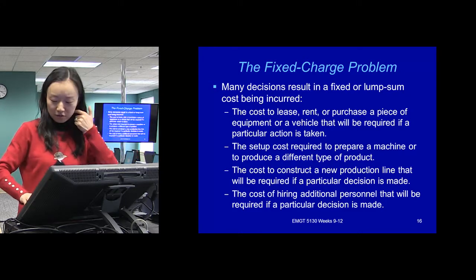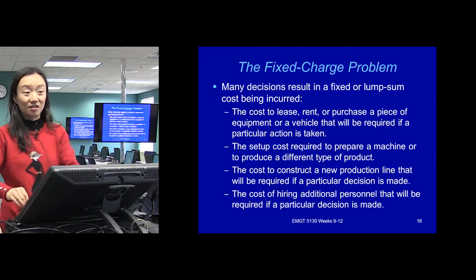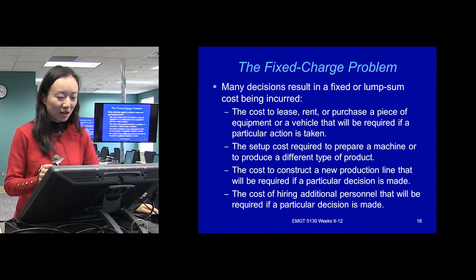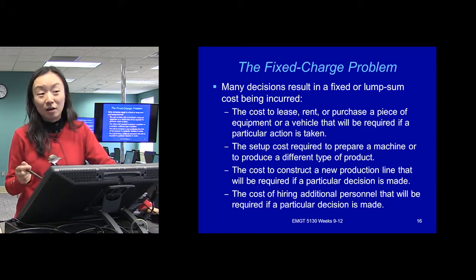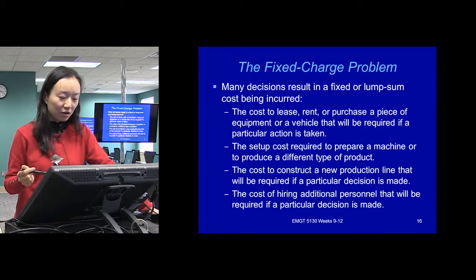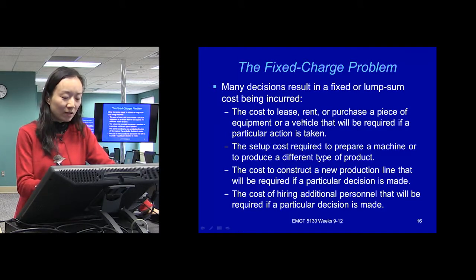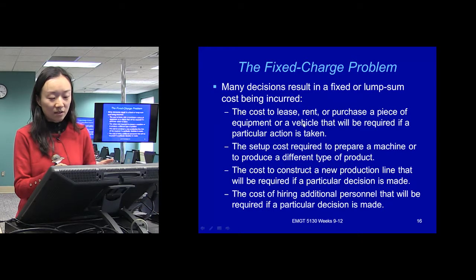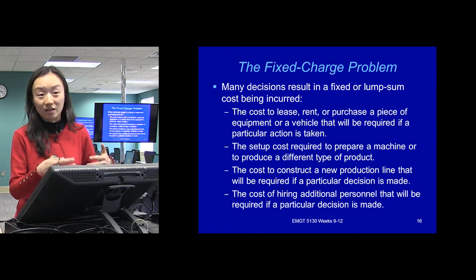This is the first challenging problem in this chapter, so I need your attention. Many decisions result in a fixed or lump sum cost being incurred. For example, the cost to lease, rent, or purchase a piece of equipment or a vehicle that is required if a particular action is taken. In this situation, that cost only happens once, right?